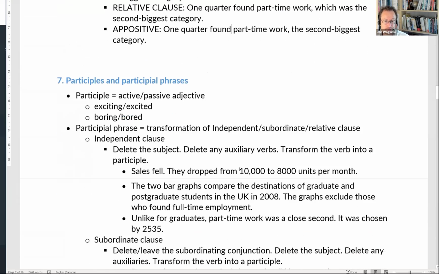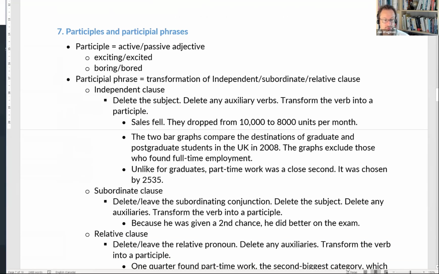Participles and participial phrases, another very common construction. So a participle is an active or passive adjective. Lots of adjectives don't have passive and active forms. If I say big dog, black dog, there's no active and passive for big and black. But some adjectives do have passive and active forms. For example, exciting and excited.